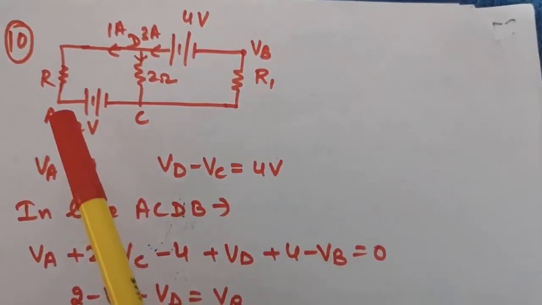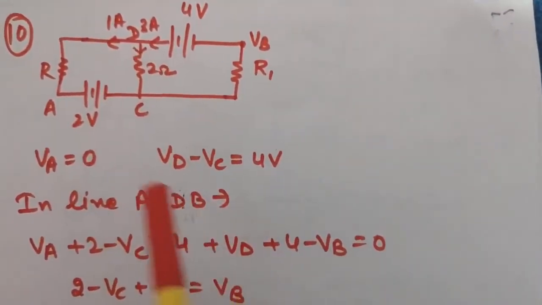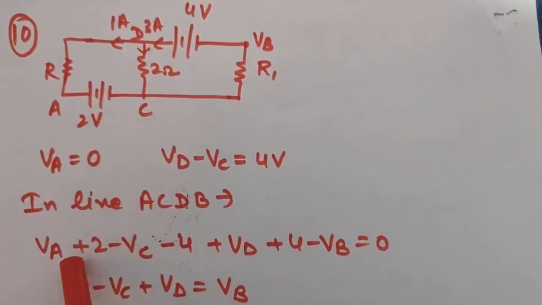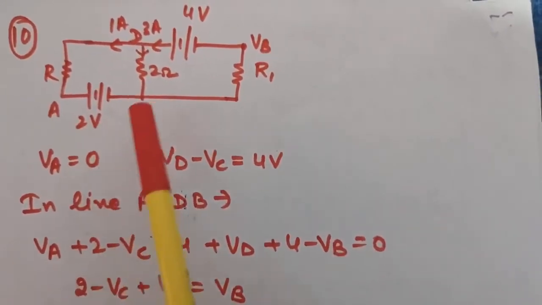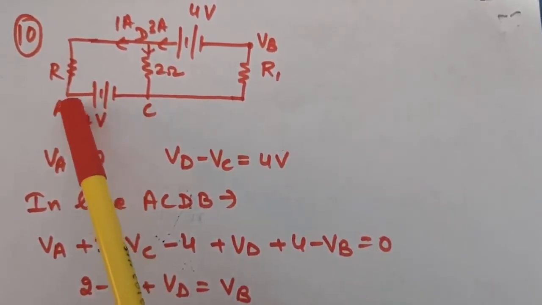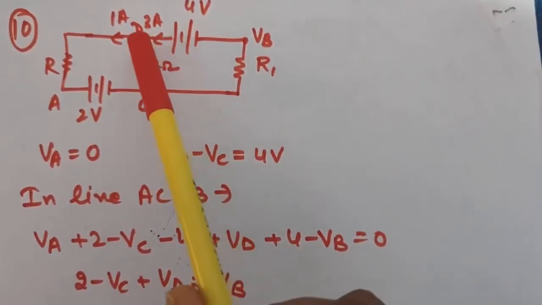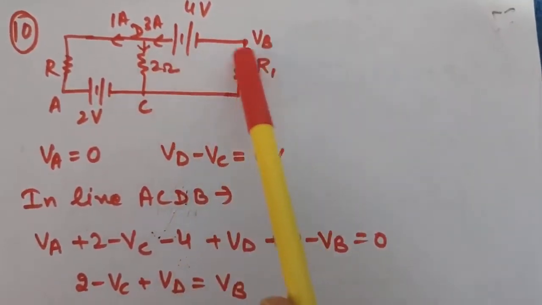Okay, now let us use the line ACDB. So in this line, VA plus 2 minus VC, see why minus, because it is connected to the positive terminal, so VA is positive, VC is negative. Similarly here VD is positive, VB is negative.